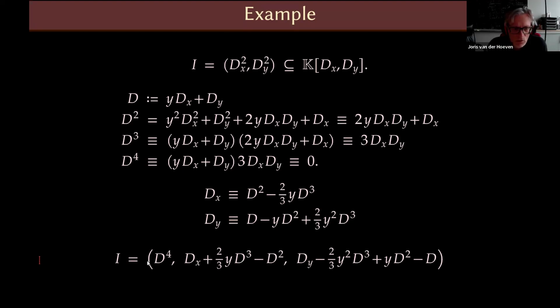So d4 is the minimal polynomial. That's just because everything we worked with is 0 here. And then we have these other things: dx expressed in terms of d, and dy expressed in terms of d.